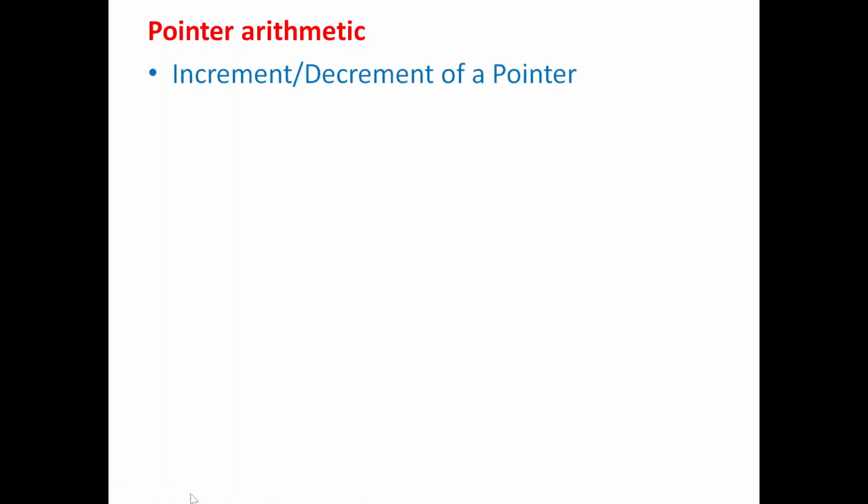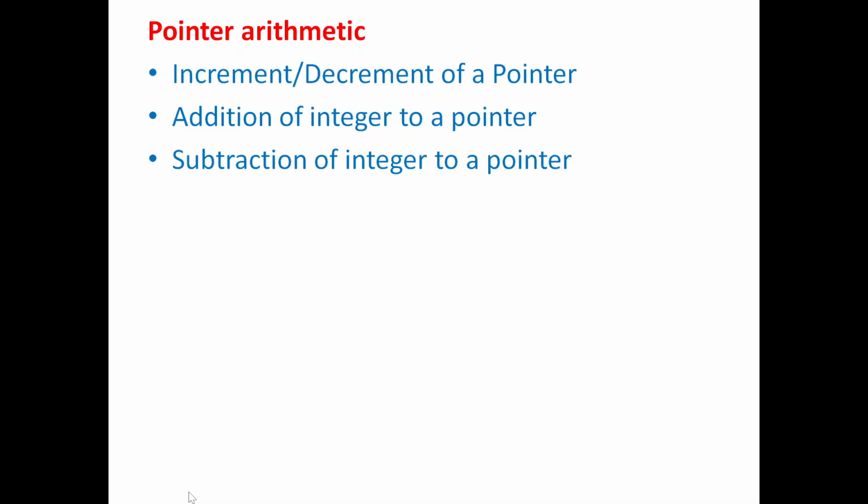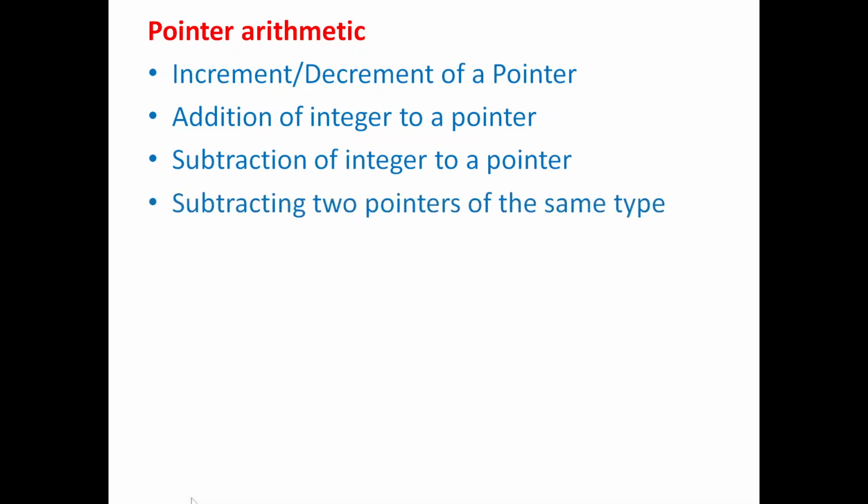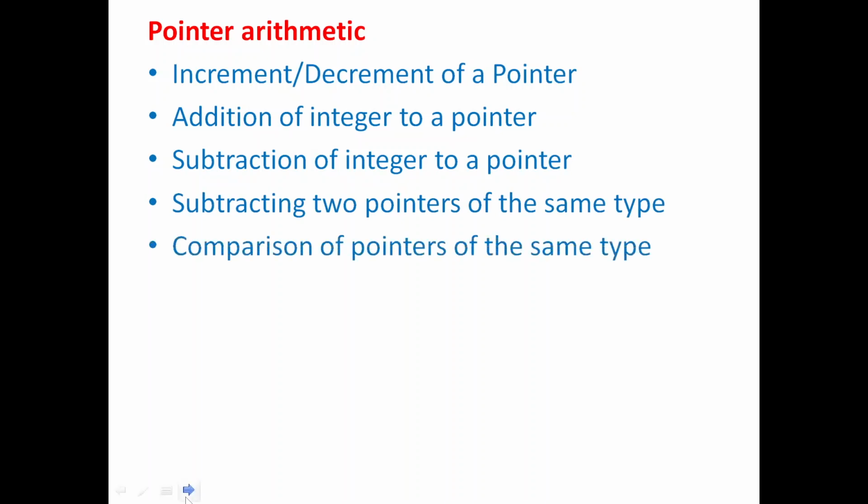So the first one is we can increment or decrement a pointer. The second one is we can add a constant, an integer, to a pointer. The third one is we can subtract an integer from a pointer. We can subtract two pointers of the same type, and also we can compare pointers of the same type. These two operations will be possible only if the pointers belong to the same type, otherwise we cannot perform these two operations.